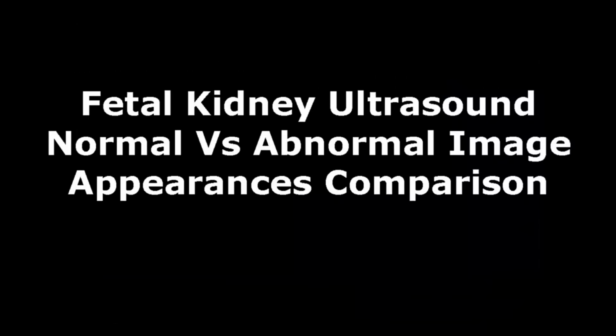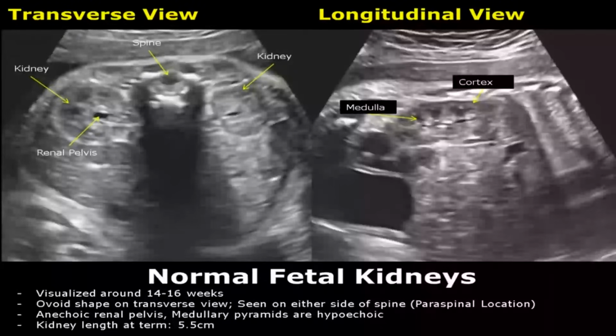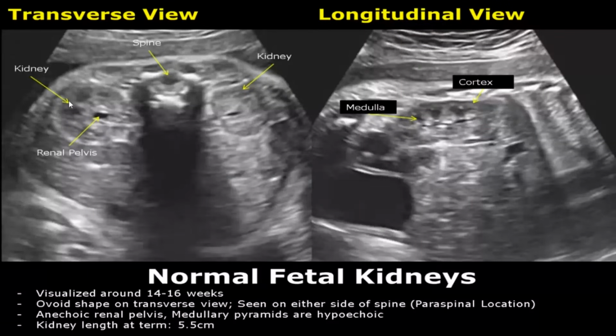Today we will study fetal kidney ultrasound. Fetal kidneys can be visualized around 14 to 16 weeks. They have an ovoid shape on transverse view and are seen on either side of the spine. Here is the spine with shadowing.